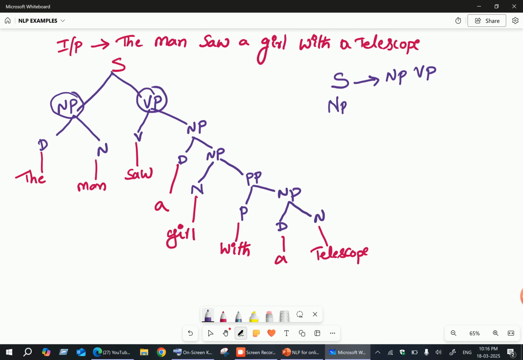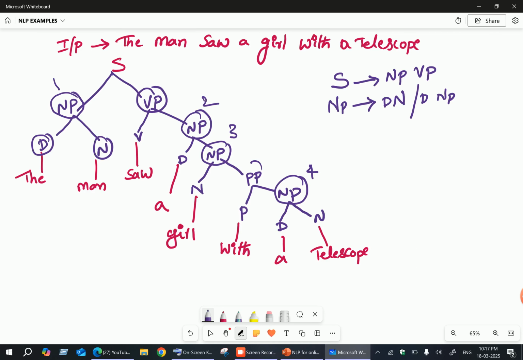Then noun phrase. So noun phrase is following. See here in the tree, we are having so many noun phrases: 1, 2, 3 and 4. There are 4 noun phrases. So you need to complete these 4 noun phrases in one construction grammar itself. So first we need to write determinant and noun. First phrase includes determinant and noun, right? Then the second one, again determinant and noun phrase. Determinant and noun phrase.